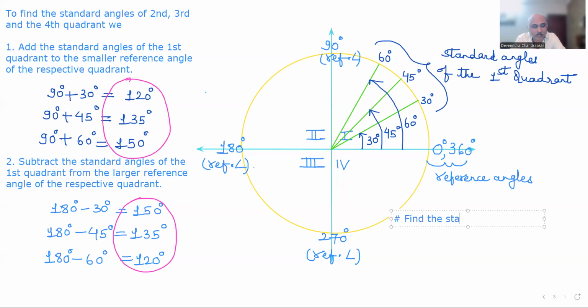Okay. Find the standard angles of the third and fourth quadrant. Okay. Type the answer in the comment window while I check your answer. Meanwhile, you make notes. Okay. All of you understood the instruction? Everybody? Say yes or no. Yes, sir. Please do it quickly.